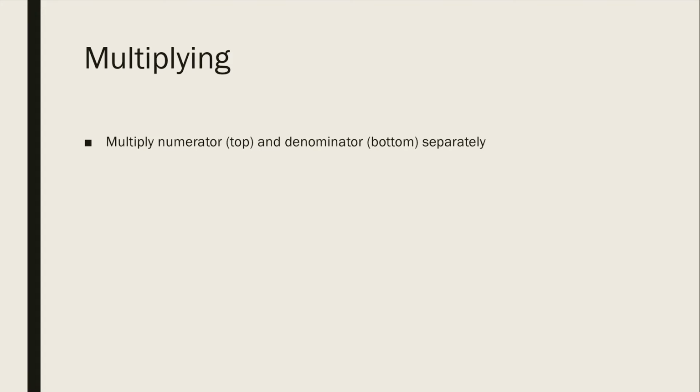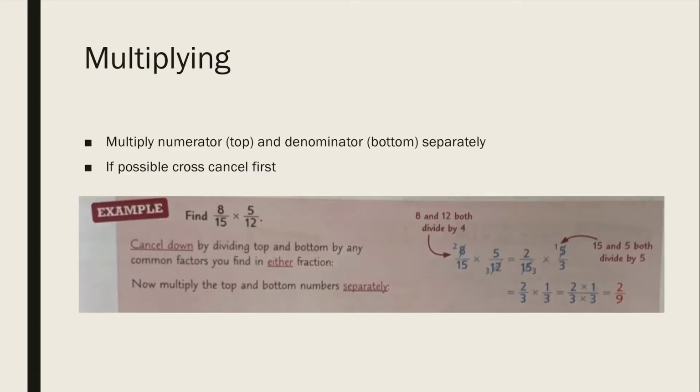First, we're going to multiply the numerator, the top, and the denominator separately. It usually helps to cancel down first, if you can. So, let me talk you through this example. We have to calculate what 8 over 15 times 5 over 12 is. First, you can cancel down by dividing the top and bottom by any common factors you find in either fraction. So, 8 and 12 both divide by 4.